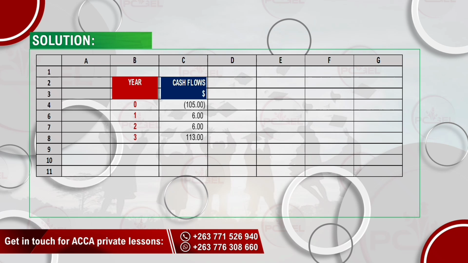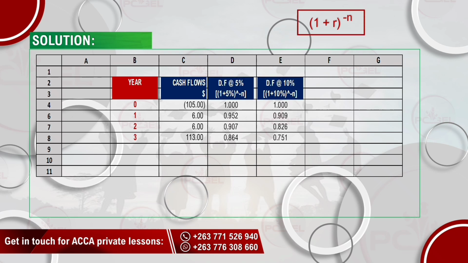The third step will be to calculate discount factors at 2 different costs of capital, 5% and 10%. The formula for calculating the discount factor is open brackets 1 plus R close brackets to the power negative n, R being the annual interest rate and n being the number of years. Applying this formula, we get 1 for year 0 at 5%, 0.952 for year 1 at 5%, 0.907 for year 2 at 5%, and 0.864 for year 3 at 5%.